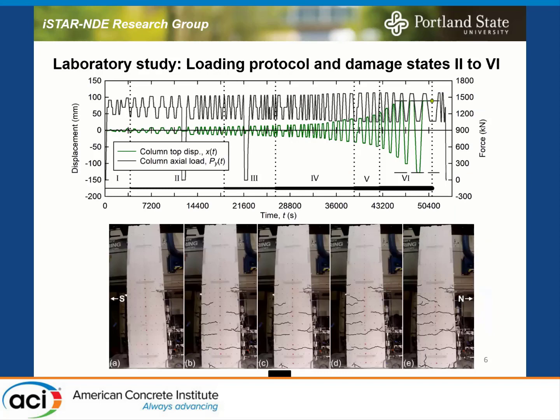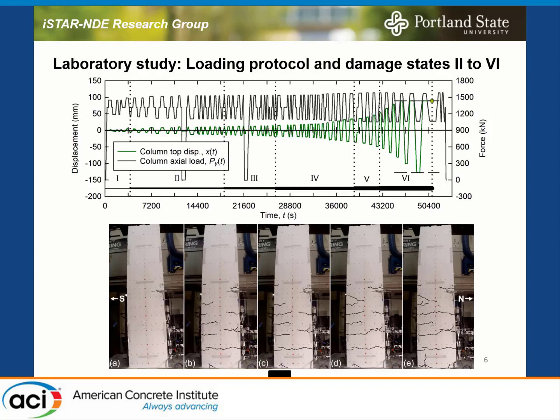Here's the loading protocol. It's a little complicated, but we're basically imposing a displacement, which is the green trace. Down here we have time in seconds, so it's a fairly big number. We tested this over many, many hours, over an entire day. You can see it slowly increases. It's reverse cyclic, so we push and pull and push and pull and go to higher and higher cycles. The black trace is the axial load. That varies along with the horizontal displacement, again because of the P-delta effect. As the bent is moving, there's some additional load being pushed on the column because of overturning.